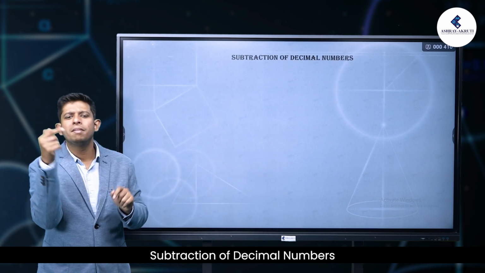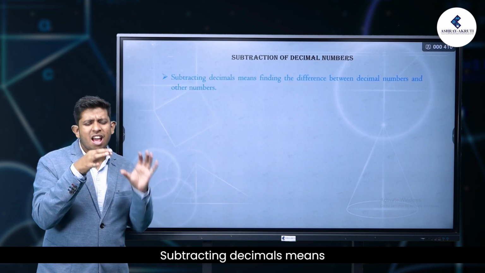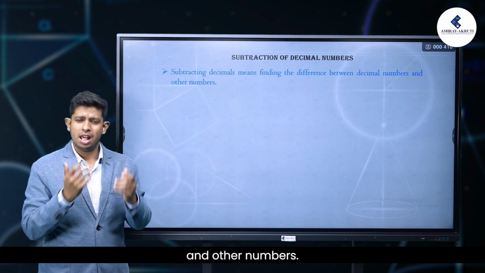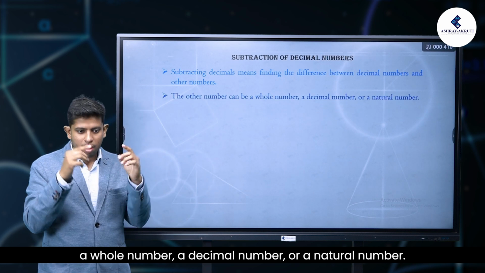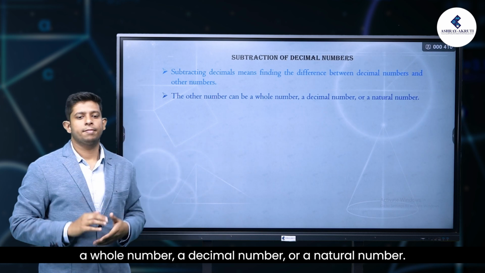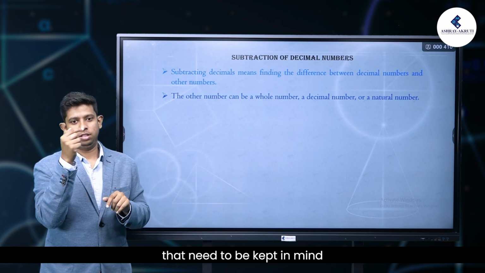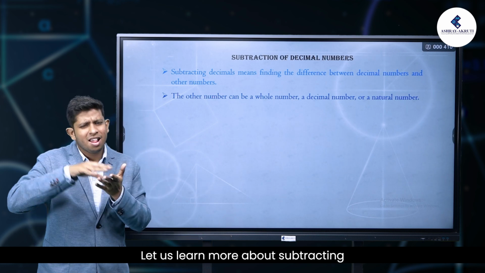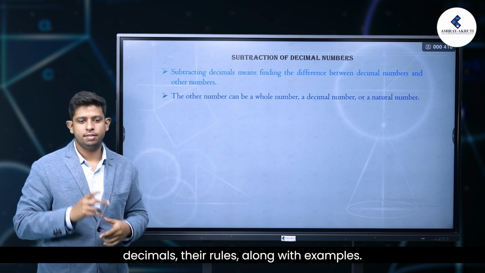Subtraction of decimal numbers. Subtracting decimals means finding the difference between decimal numbers and other numbers. The other number can be a whole number, a decimal number, or a natural number. There are certain rules and steps that need to be kept in mind while subtracting decimals. Let us learn more about subtracting decimals, their rules, along with examples.